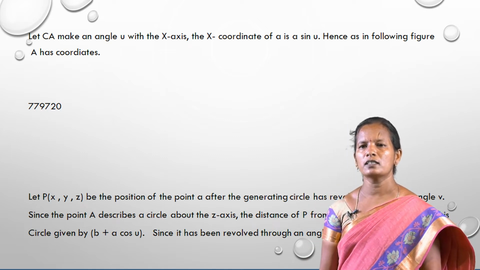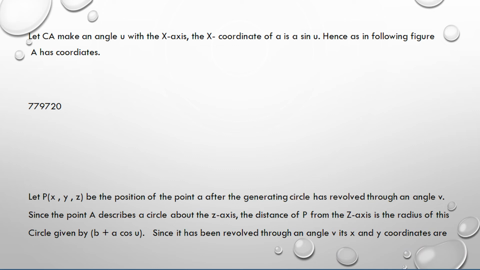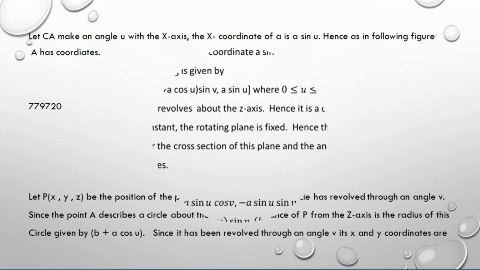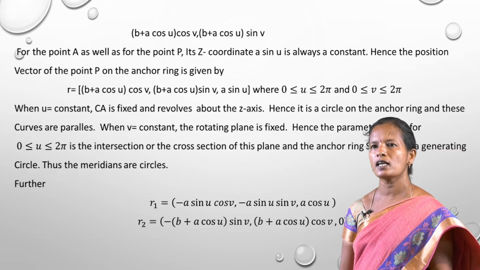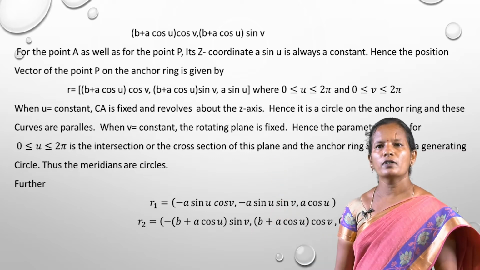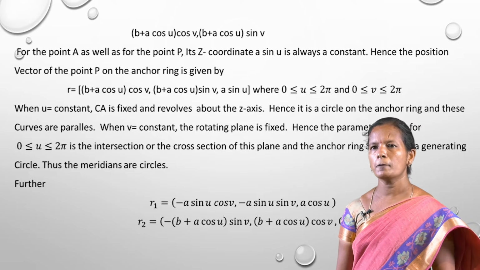Let P(x, y, z) be the position vector of the point A after the generating circle has revolved through an angle v, since the point A describes a circle about the z axis. The distance of P from the z axis is the radius of the circle, given by b plus a cos u. Since it has been revolved through an angle v, the x and y coordinates are b plus a cos u into cos v, that is the x coordinate, and the y coordinate is b plus a cos u into sin v. For the point A as well as the point P, the z coordinate a sin u is always constant.